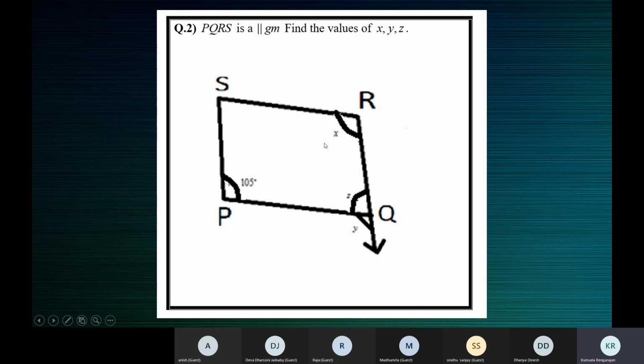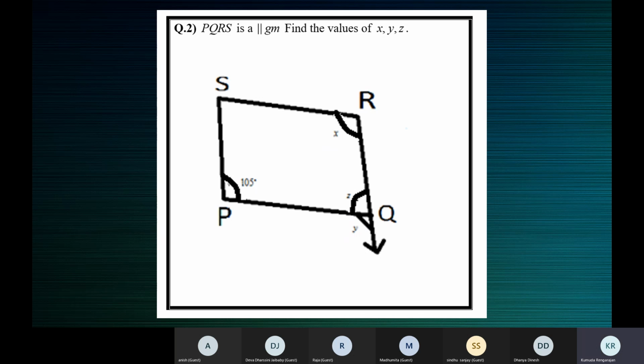So here PQ is parallel to SR, RQ is a transversal, and we understand that corresponding angles lie on the same side of the transversal, both below the lines or both above the lines. So here X and Y form a pair of corresponding angles and they are equal. So we found X is 105 degrees, so Y is also 105 degrees.